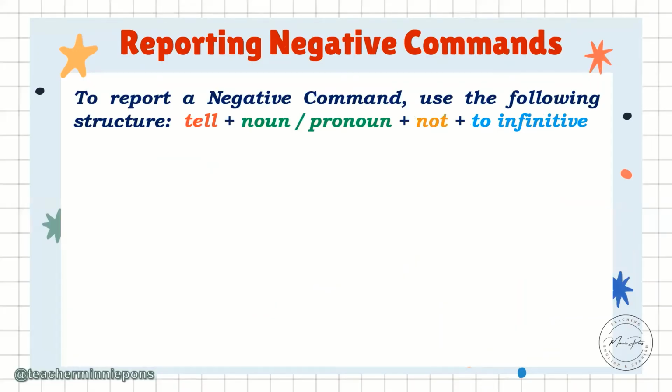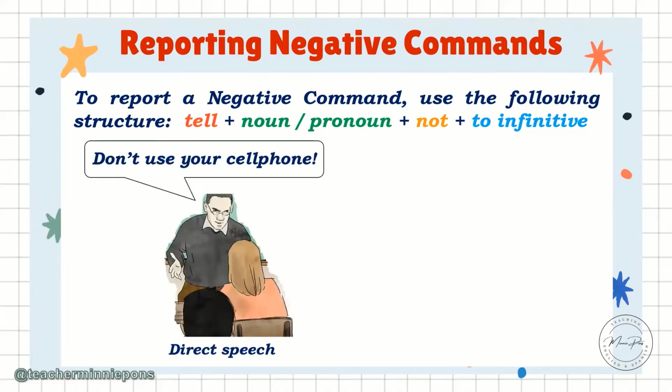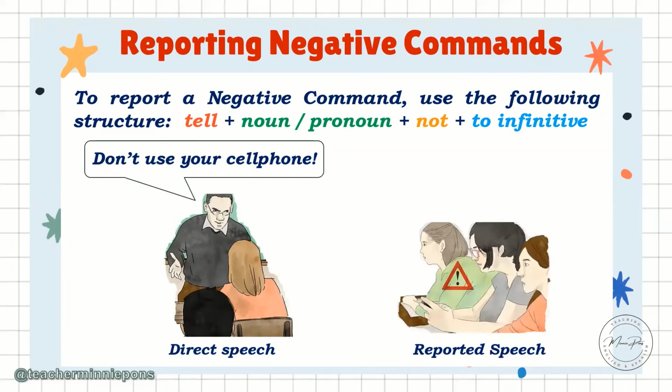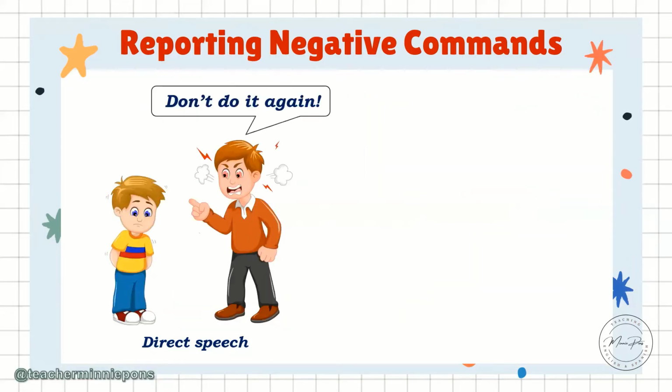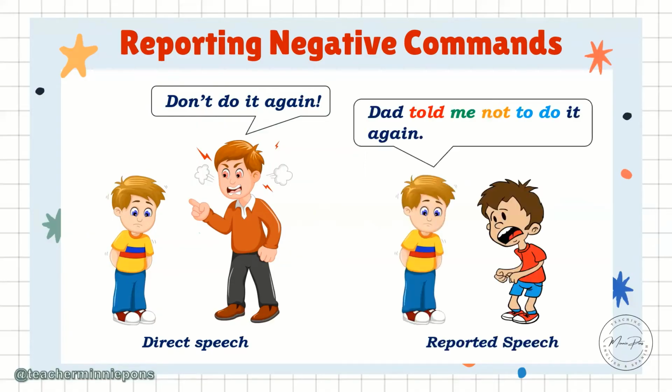And how can you report a negative command? To report a negative command, use the following structure. The verb tell plus noun or pronoun plus not plus to infinitive. For example, "Don't use your cell phone." That is the direct speech. For the reported speech, the teacher told us not to use our cell phones. Another example, direct speech, "Don't do it again." The reported speech, he told me not to do it again.